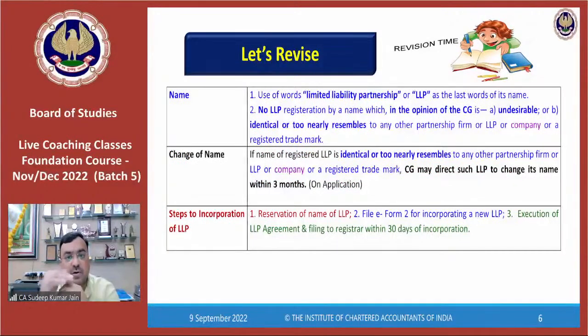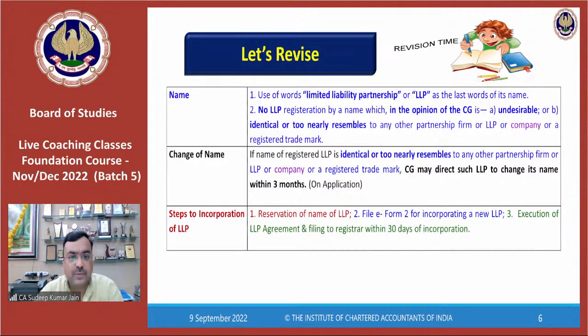Name. The words limited liability partnership or LLP will be the last word of the name of the LLP. No LLP registration by name which in the opinion of central government is undesirable or too similar with any other partnership firm, LLP or company or registered trademark. If the name of LLP is identical or too similar, the central government may direct such LLP to change its name within 3 months, but on the application. So suo motu, normally they do not do it.